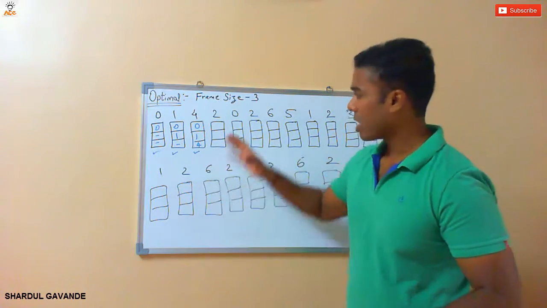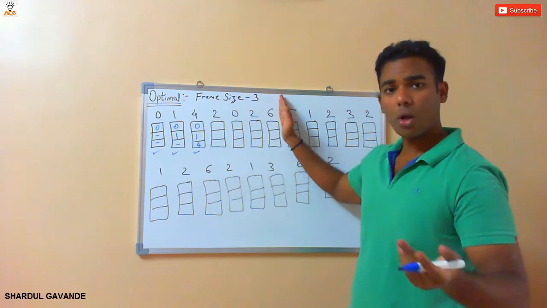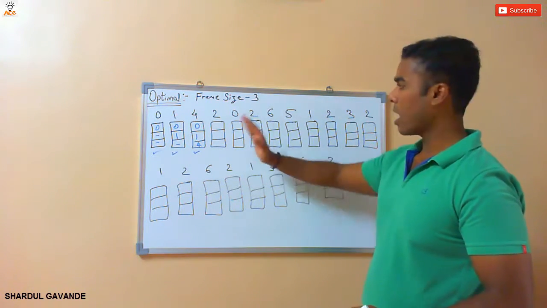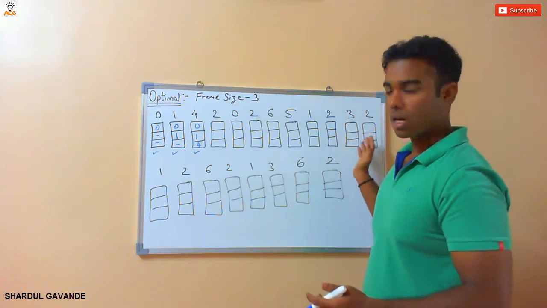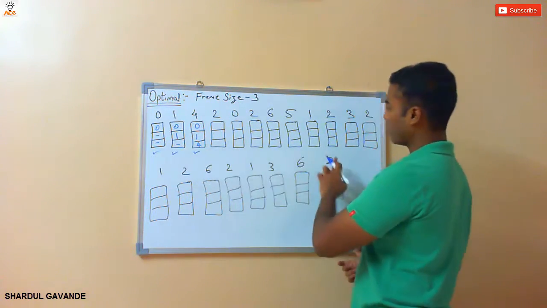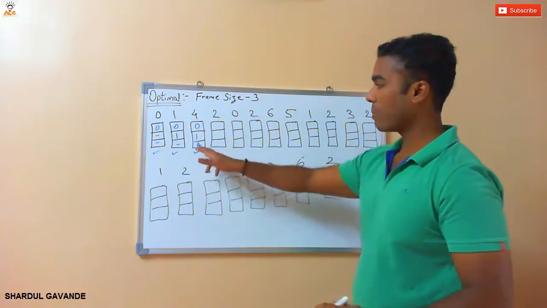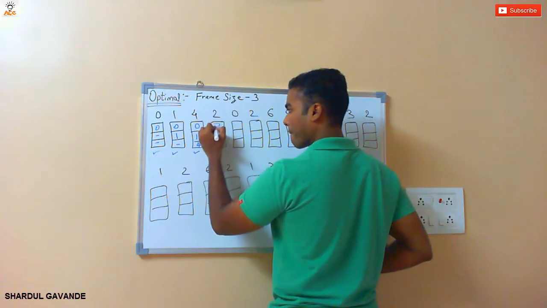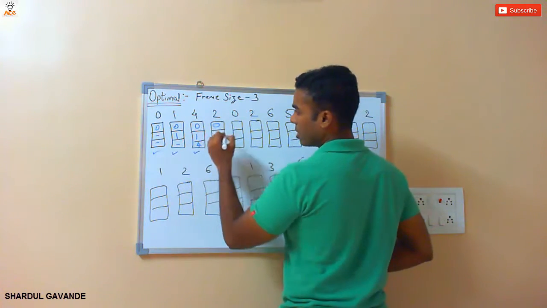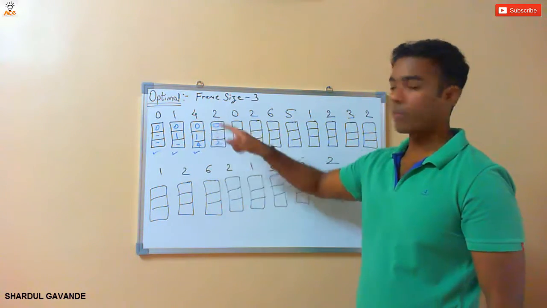You can check for at least 1, 2, 3, 4 subsequent numbers or till the end, but mostly I prefer to check in both manners. So 4 is not required. We will not require 4 anywhere in the future, so let's replace number 4. So 0, 1 and number 2. We have replaced number 4 with 2.